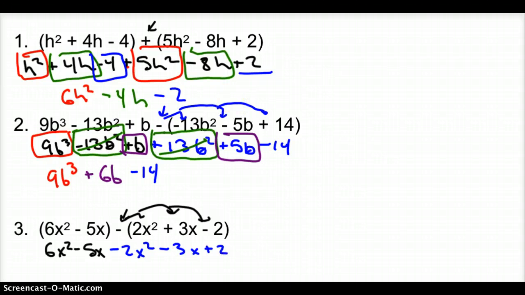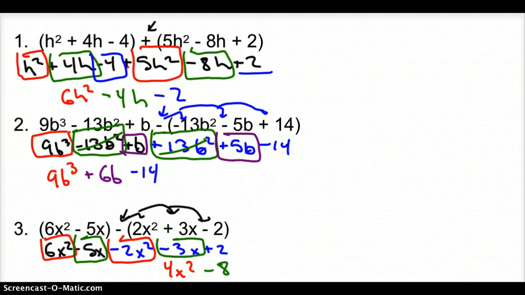So here we go again. Does anything match up with a 6x squared? You bet. We have a negative 2x squared, so we get 4x squared. What else do we have? We have a negative. Please see that negative right there. And a negative 3x. We combine them to get a negative 8x. And then finally, what do we have left over? This lonely 2. So we add it right there for your final answer.